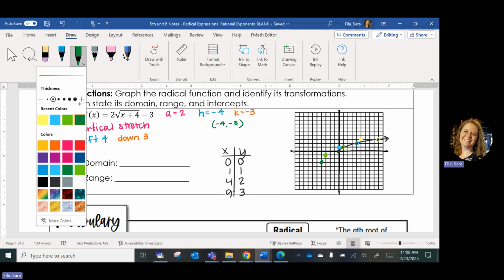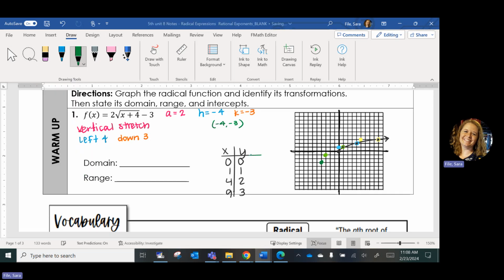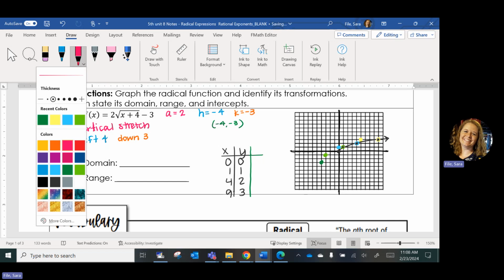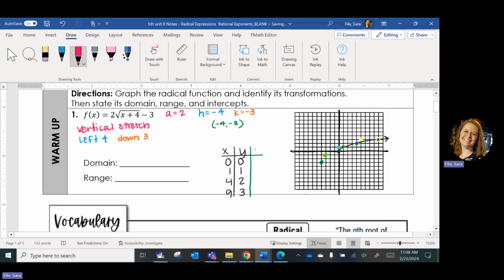Okay, so the easier method is to take your table, your parent function table that we had here at the beginning, and say, okay, my A says I am multiplying by 2. So I'm going to take those Y values and multiply by 2. So instead of 1, this is now 2. Instead of 2, that is 4, and that becomes 6. I multiplied all of those times 2, right?